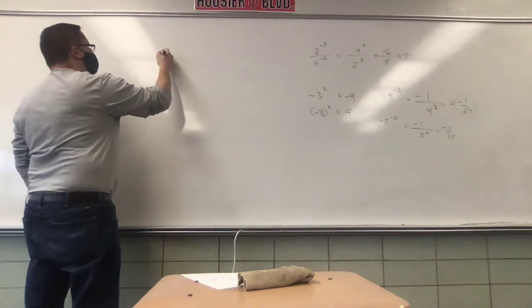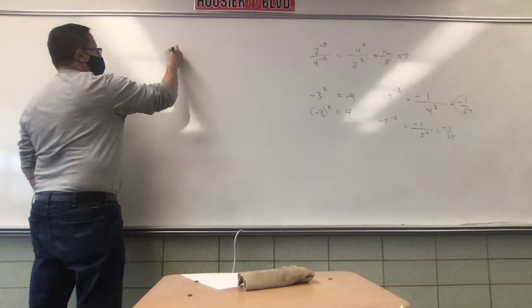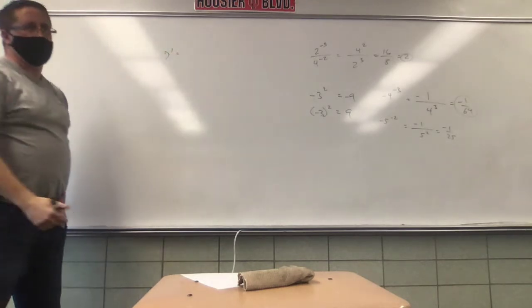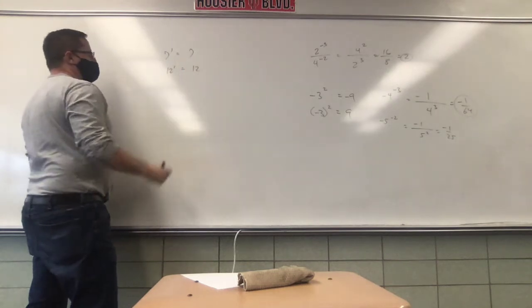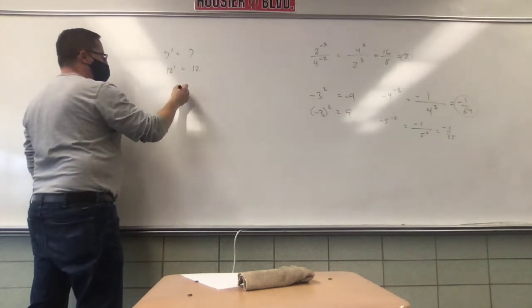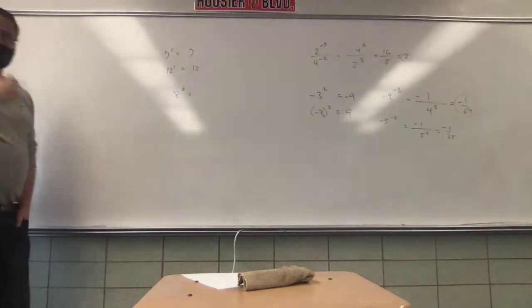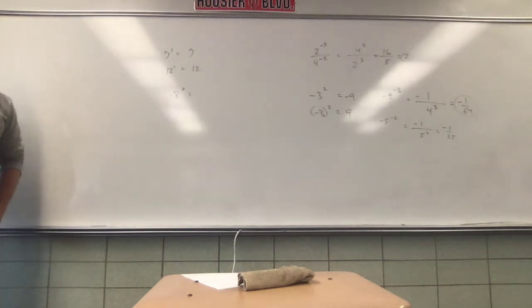What's 7 to the first power? 7. Just 7. What's 12 to the first power? 12, okay? If I asked you what is 8 to the 0 power, we would think 0, but it's not 0. It's not 8 either, because it's not multiplied by anything. It's just nothing, it's something.